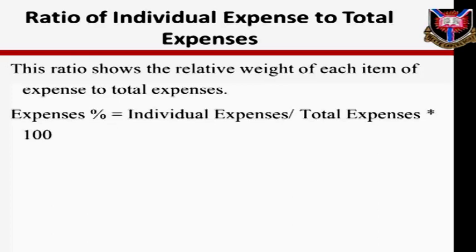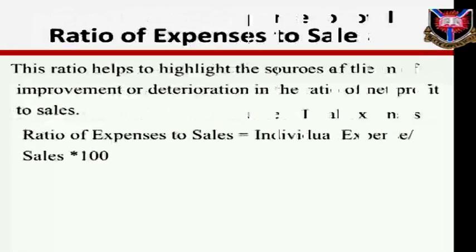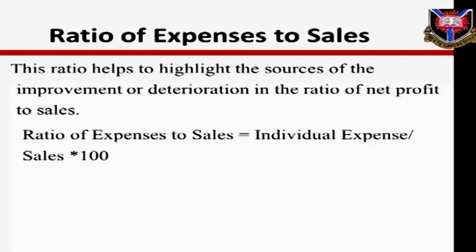Expenses percentage equals individual expenses over total expenses times 100. Ratio of expenses to sales. This ratio helps to highlight the sources of the improvement or deterioration in the ratio of net profit to sales. Ratio of expenses to sales equals individual expenses over sales times 100.